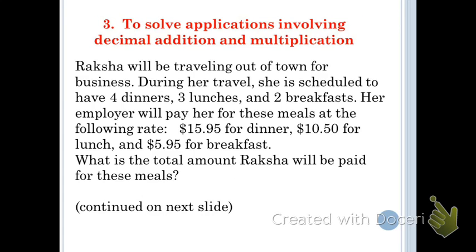To solve applications involving decimal addition and multiplication. Raksha will be traveling out of town for business. During her travel, she is scheduled to have 4 dinners, 3 lunches, and 2 breakfasts. Her employer will pay her for these meals at the following rate: $15.95 for dinner, $10.50 for lunch, and $5.95 for breakfast. What is the total amount Raksha will be paid for these meals?